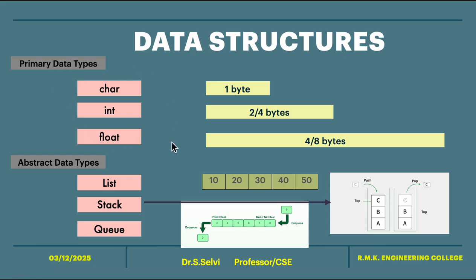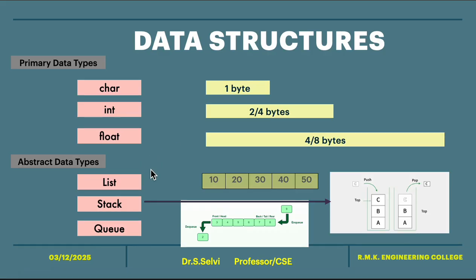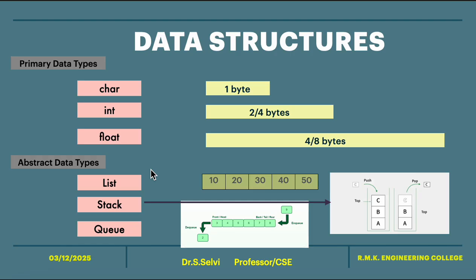So from here we have the word called abstract data type. So look at these abstract data types. The basic data structures that you learned initially in the subject are list, stack and queue. So all these are known as abstract data types. So they are also coming under the category of data types, but they have their own abstract features.